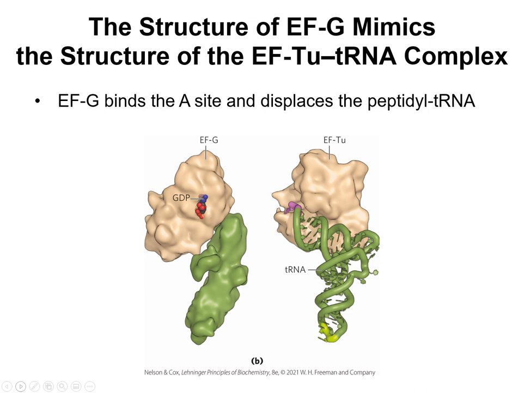So just the hydrolysis of GTP provides the energy for that to happen. The structure of EFG actually mimics the structure of the EFTU in complex with tRNA. If you look at these two structures side by side, this is EFG on the left with GDP bound, and on the right we have EFTU with a tRNA bound. They look pretty similar. So this allows EFG to bind the A site and displace the peptidyl tRNA so that it can then move to the A site, or excuse me, to the P site.